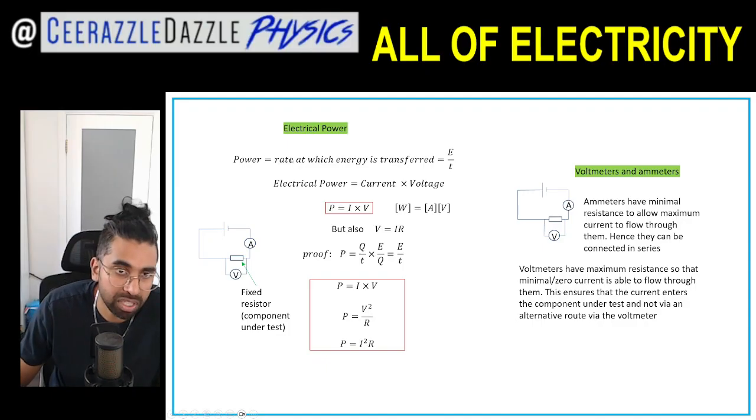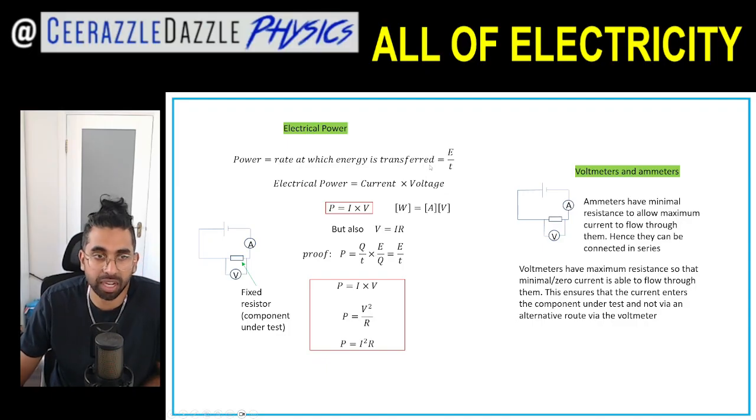Electrical power. Power is equal to the rate at which energy is transferred. It's equal to energy divided by time.